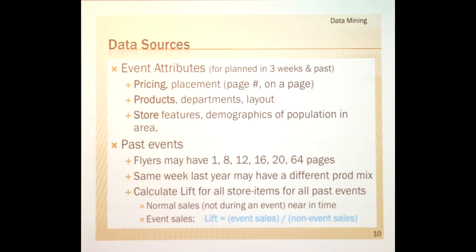So some of the event attributes. There would be pricing and also placement. Where are they on the page? What page number? Products, what departments, the layout, and also the store features. Sometimes if a store has a drive-through to pick up prescription medicine or a camera department, there would be different attributes where stores could change layout by layout.